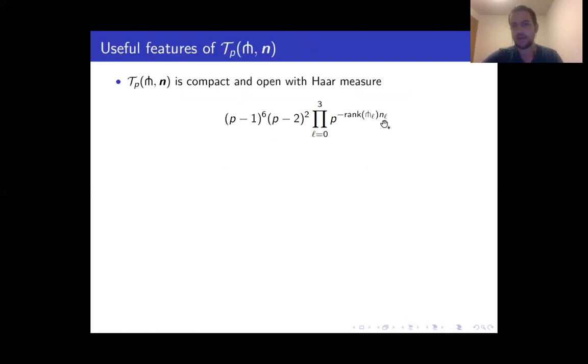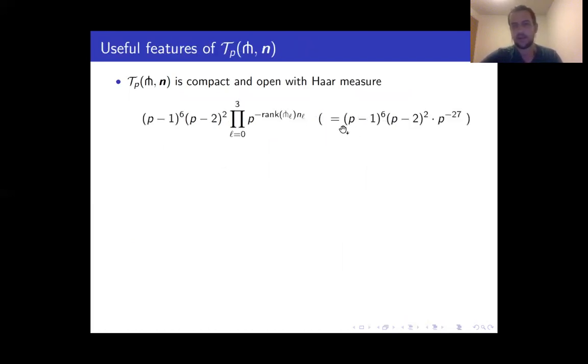We know what these N_Ls are. And just for fun, I figured I would throw in what this value actually comes out as for this particular pair. I don't really have enough time to get into where these p minus 1s and p minus 2s are coming from, so you'll just have to take those on faith for now.